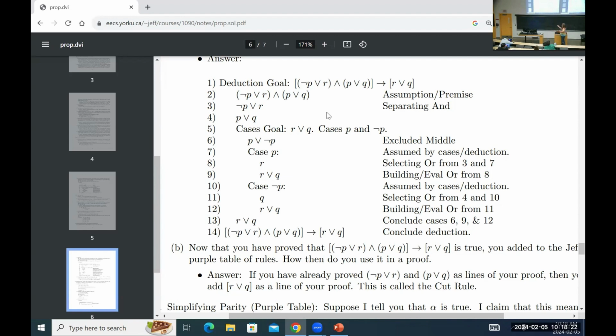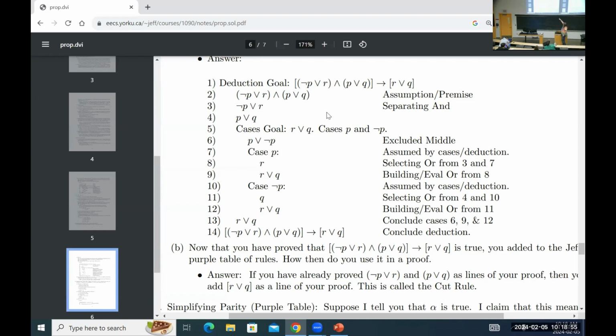We plug it into 3. 3 says either P is false or you get R, right? Well, now what rule do we use? We have an or, and you look up in the purple table what you do with ors, and it's selecting or, right? It's selecting which one's true. You need to know one's true or the other's true. So you select one is true by eliminating one of the cases, right?